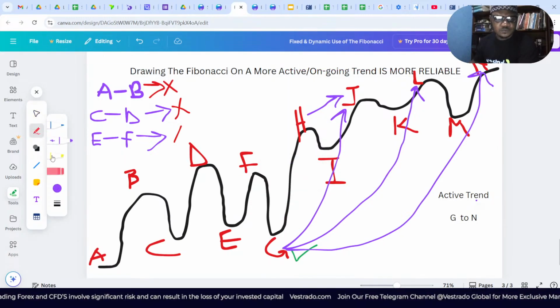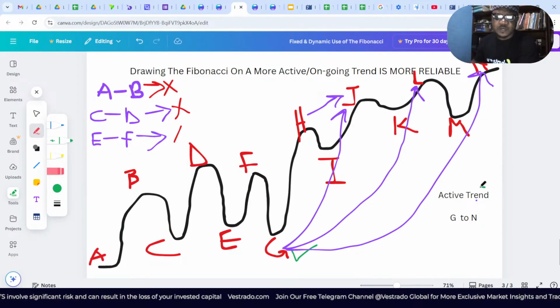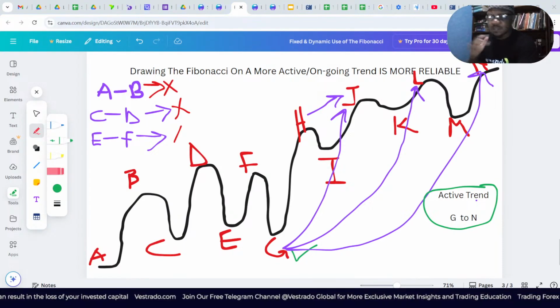So what will I do? On my chart, I'm simply going to start drawing my Fibonacci retracements from G to N. This is how I approach Fibonacci. And in doing this, it has solved many problems for me. Let's show you on the charts.